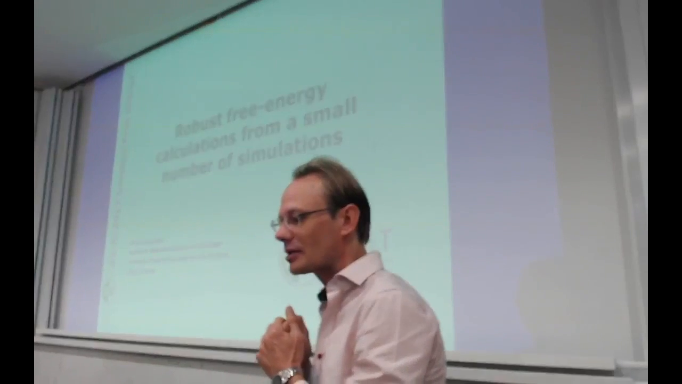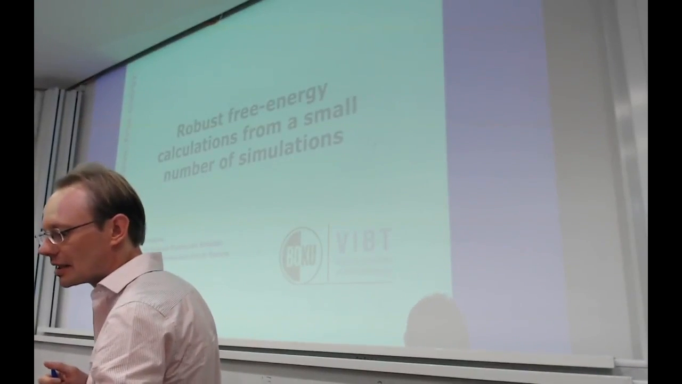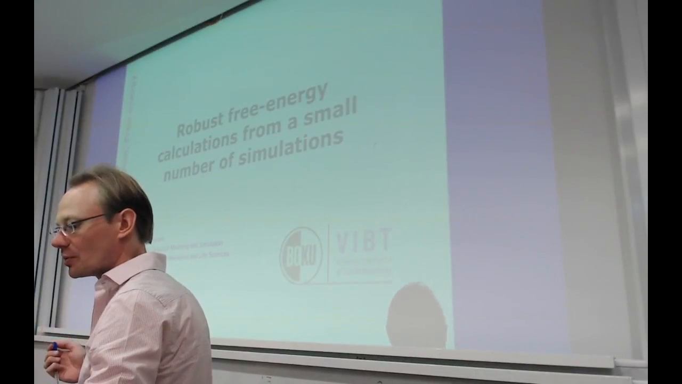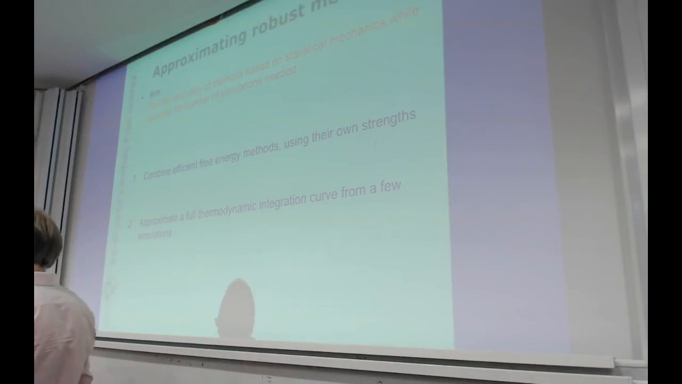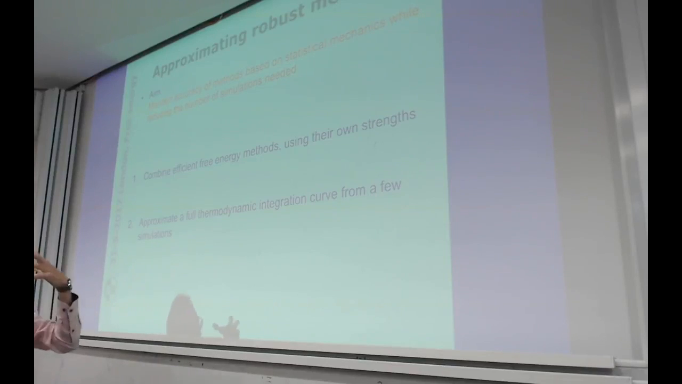What I would like to talk about is approximating robust methods. What we're trying to do is get faster methods to compute free energies, but not giving up the robustness of methods that are based in statistical mechanics. So the aim is to maintain the accuracy, but still use some speed up that we can learn from other methods.